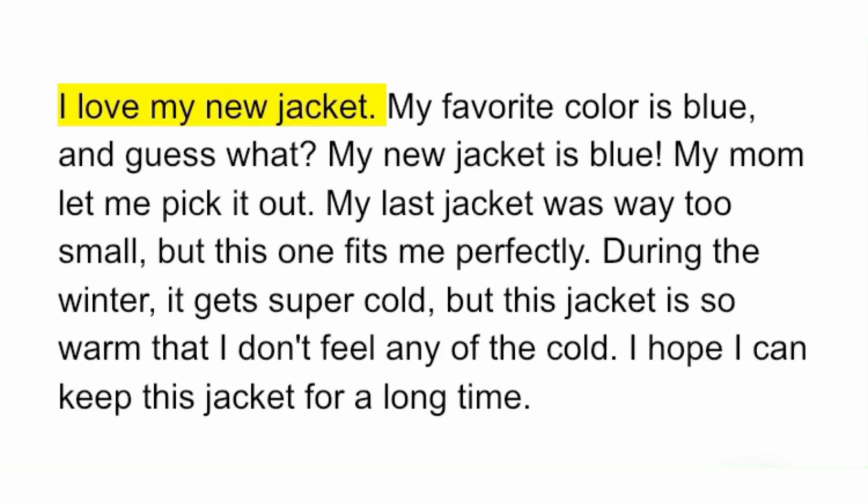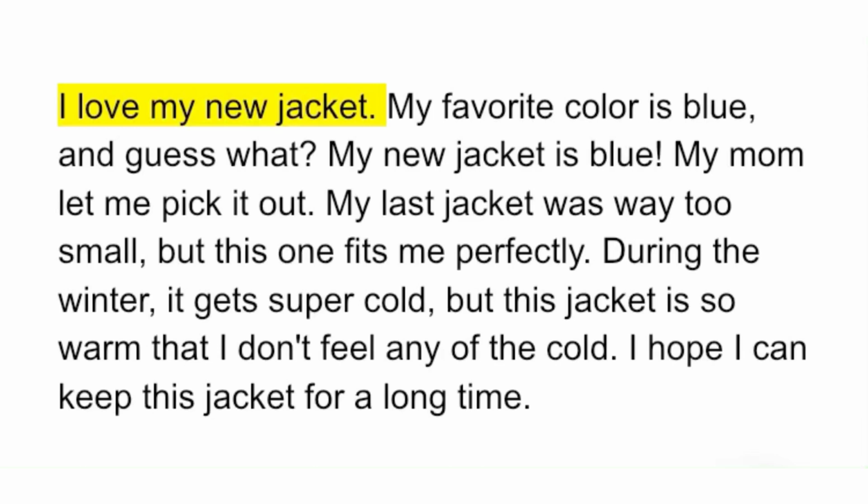My favorite color is blue, and guess what? Does that tell us anything about the jacket yet? No, it does not. All it does is tell us that the person's favorite color is blue, and that's it. It has nothing to do with the jacket, so that's not going to be one of our details.